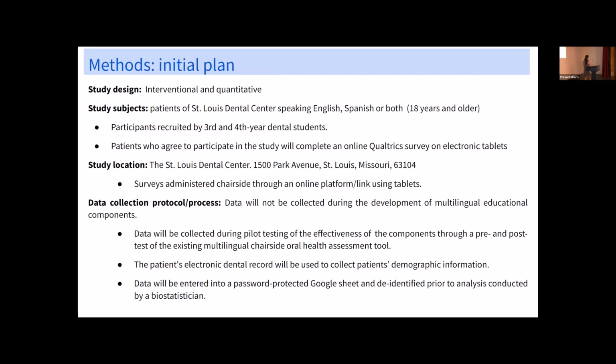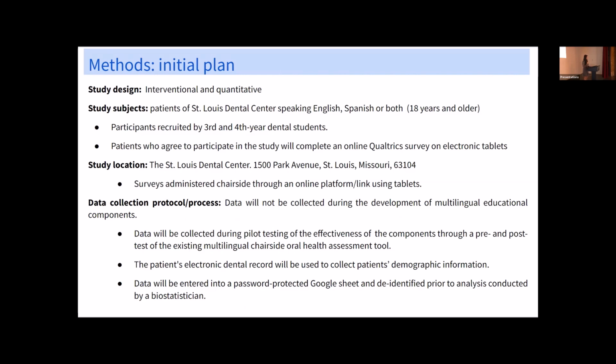Our study design was interventional and quantitative. Our study subjects were patients of the St. Louis Dental Center who spoke English, Spanish, or both, and they were all 18 years old or older. The participants were recruited by the 3rd and 4th year dental students, and the patients who agreed to participate in our study were given electronic tablets to complete an online Qualtrics survey. The study location was at the St. Louis Dental Center, and the surveys were administered chairside through an online platform linked to Qualtrics using tablets.